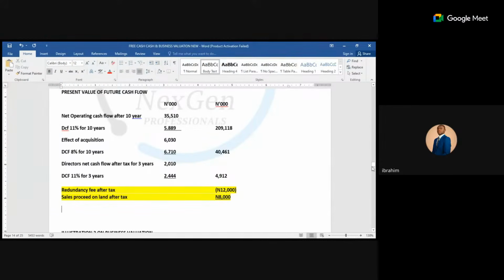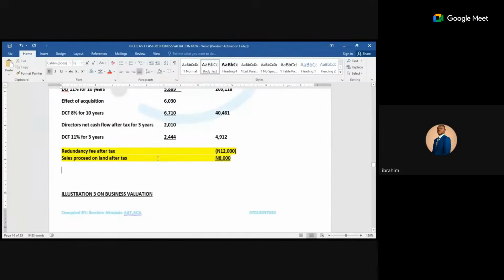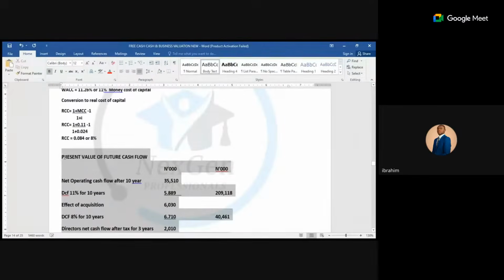So what is the present value of future cash flow? I think we are done with all this information here. What is the present value of future cash flow? What do we have? 274,491. That will be the present value of future cash flow for 10 years.